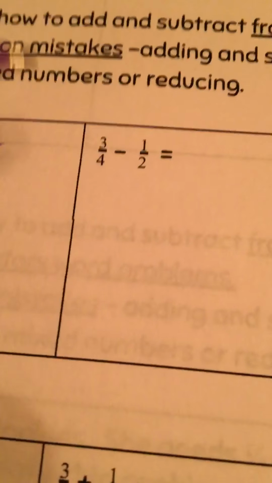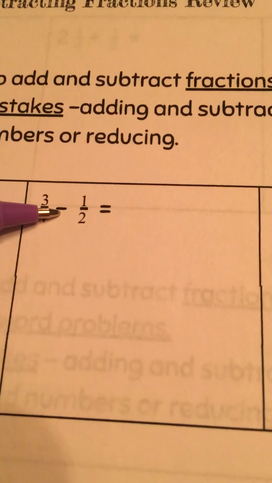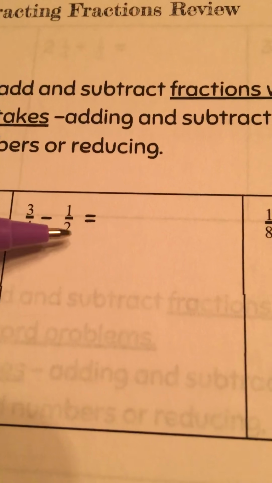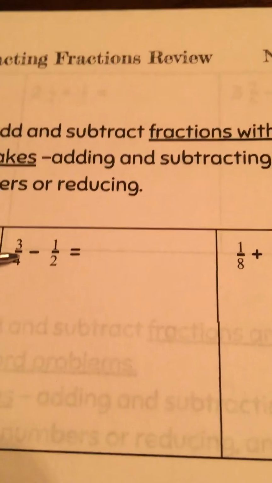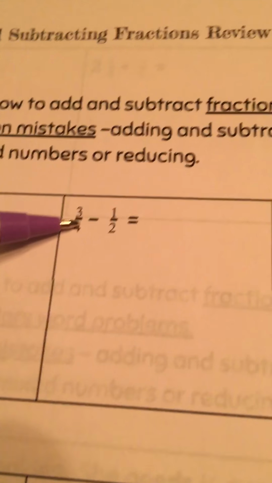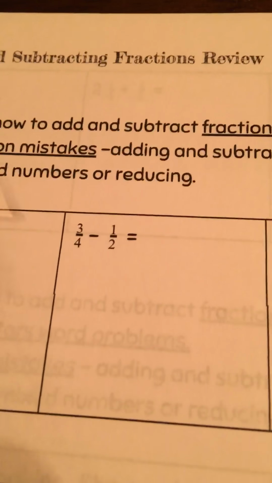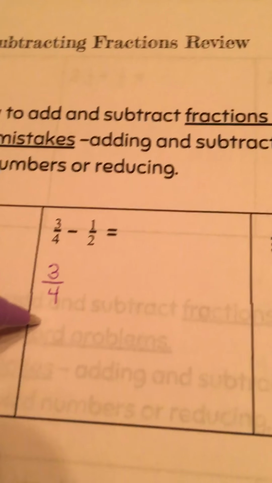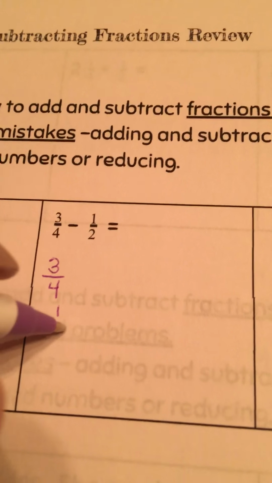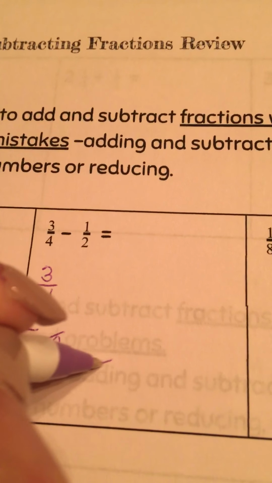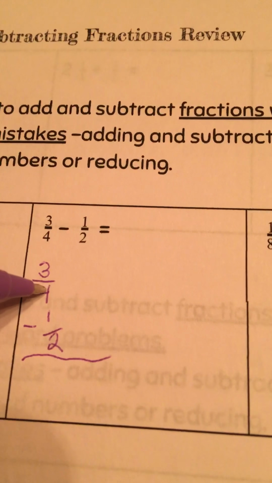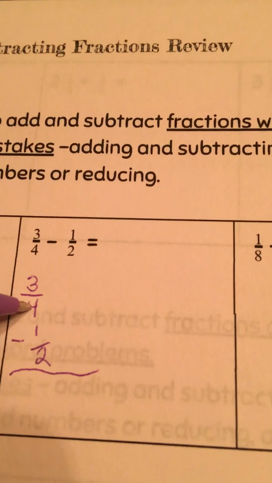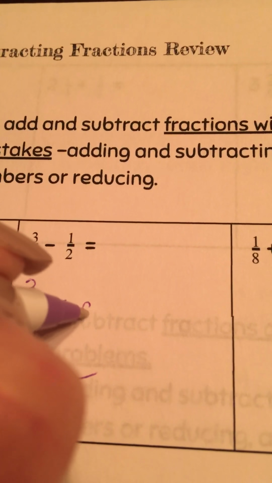Our next one is a subtraction problem. I notice that it's got a minus sign, so I have to subtract. And I have a 4 and a 2 as a denominator, which means those are going to have to be made the same with equivalent fractions. So the first thing I'm going to do is rewrite them. See if I can write smaller this time. So 3/4 minus 1/2. I notice they have different denominators, so I'm going to multiply them to make a common denominator. So 4 times 2 equals 8.